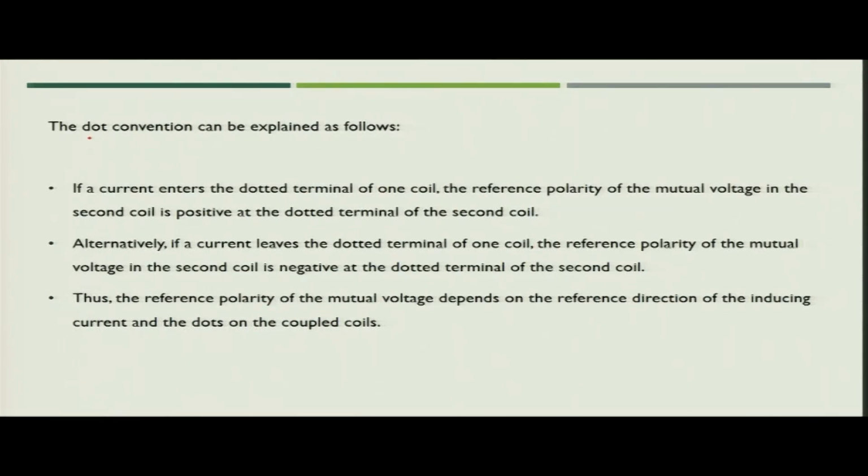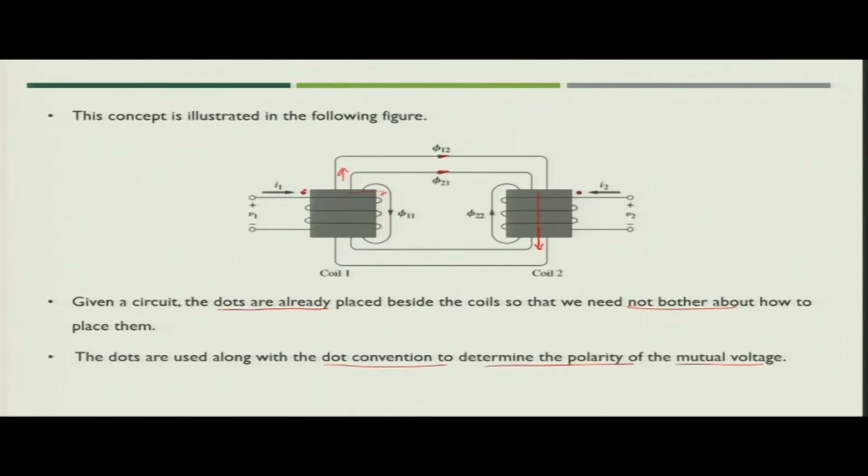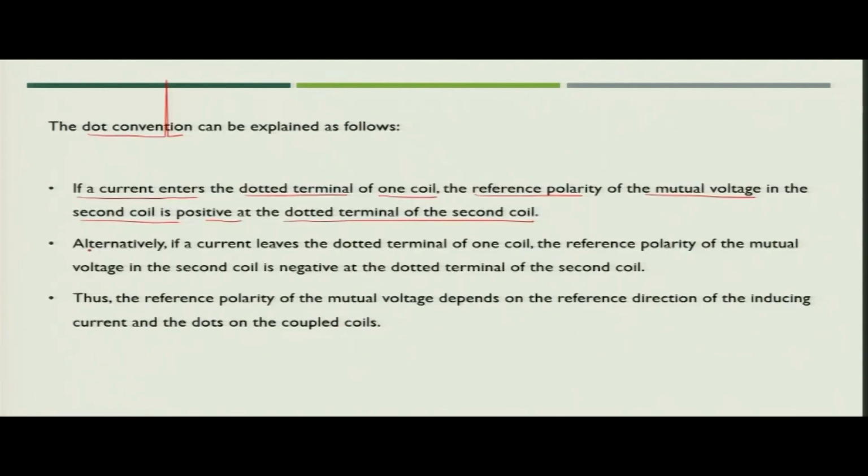Now, let us understand the dot convention first. If a current enters the dotted terminal of one coil, the reference polarity of the mutual voltage in the second coil is positive at the dotted terminal of the second coil. So, if current is entering here, the mutual voltage will have the positive polarity at the dotted terminal. Now, if the current leaves the dotted terminal of one coil, the reference polarity of the mutual voltage in the second coil is negative at the dotted terminal of the coil.